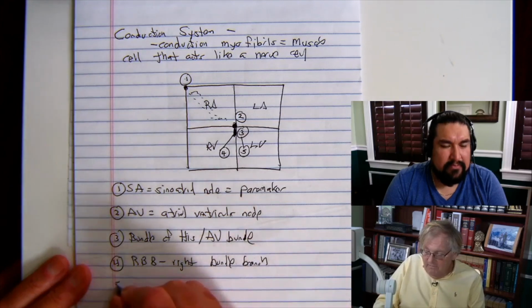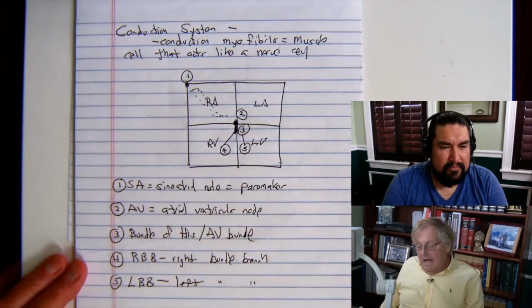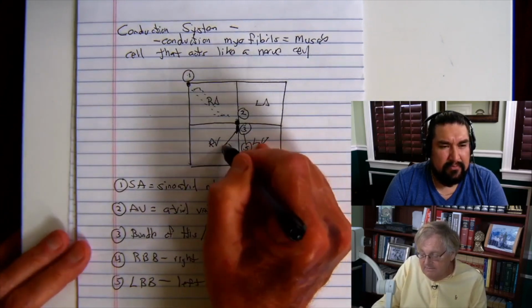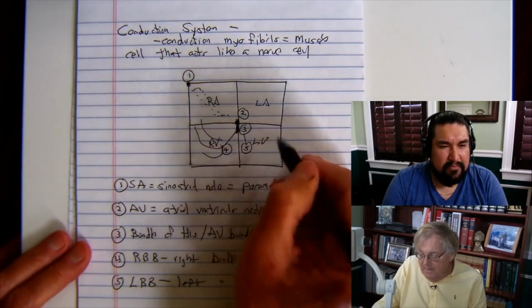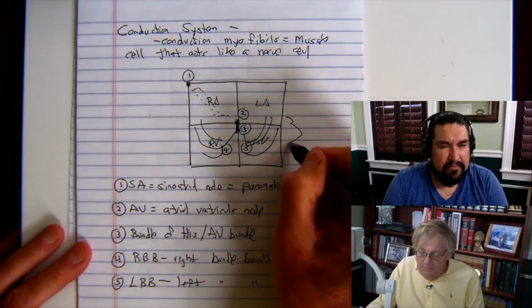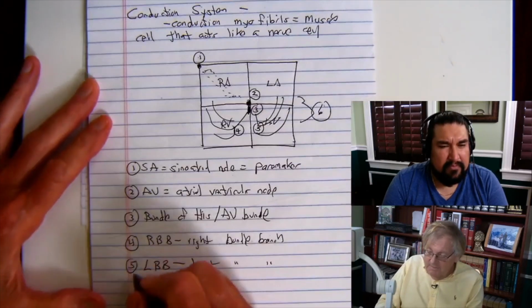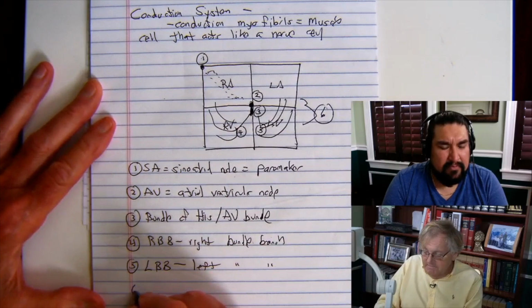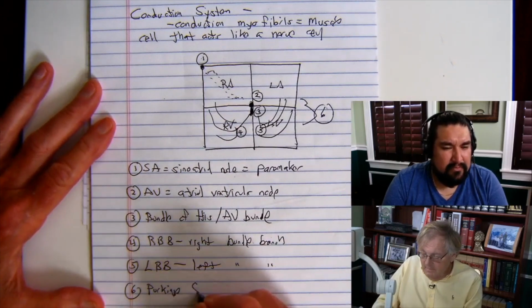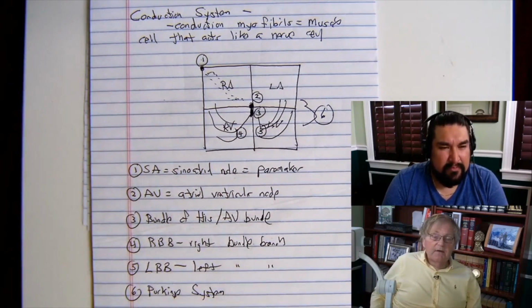And 5 is the LBB, or the left bundle branch. Now I'm going to take that electrical activity and literally light up the heart so it can fire. And those kind of lightning bolts that I'm seeing flashing through the heart are 6. And that's going to be the Purkinje system. And that basically is the conduction system of the heart.